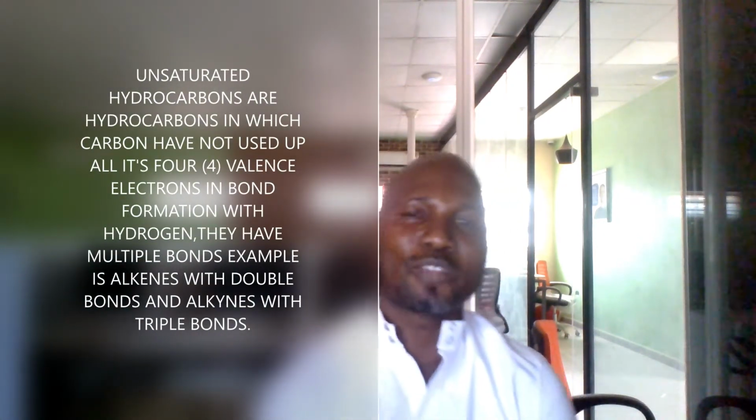We'll see alkane shortly, but let's look at unsaturated hydrocarbons. What do we mean by unsaturated hydrocarbons? When we say unsaturated hydrocarbons, we refer to hydrocarbons in which carbon has not used up all the 4 valence electrons in bond formation with other elements. In such cases, there are usually multiple bonds. These unsaturated hydrocarbons are characterized by the presence of multiple bonds. When we say multiple bond, we're talking about a double bond or a triple bond.